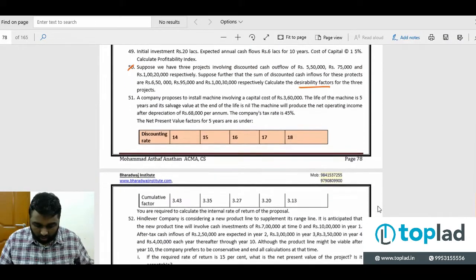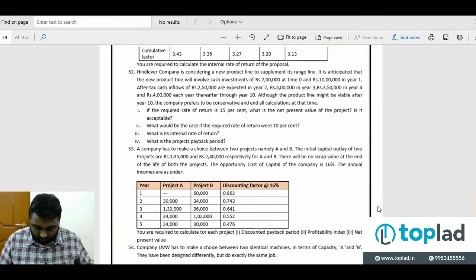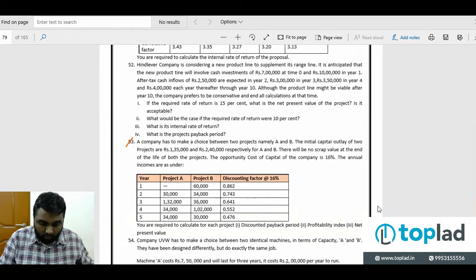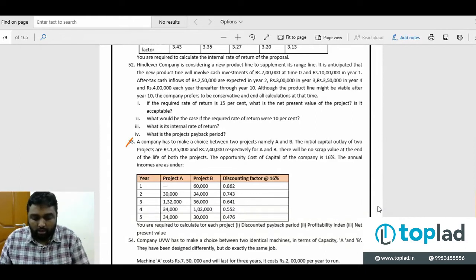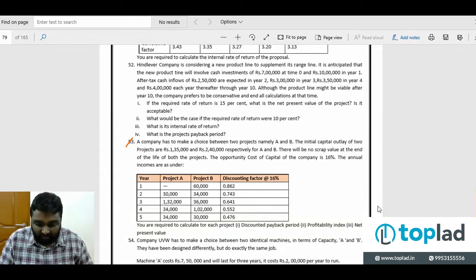So going further, now we will go for question number 53. Are you ready? A company has to make a choice between 2 projects A and B. The initial cash outflow of the 2 projects are 1 lakh 35,000 and, make it, 1 lakh 40,000. There will be no scrap value.